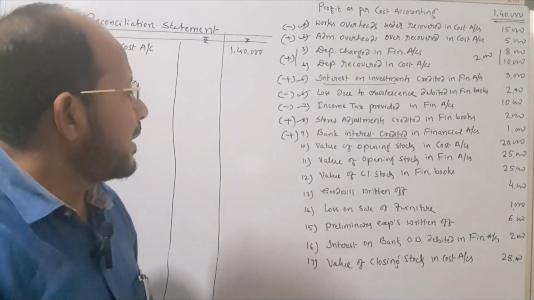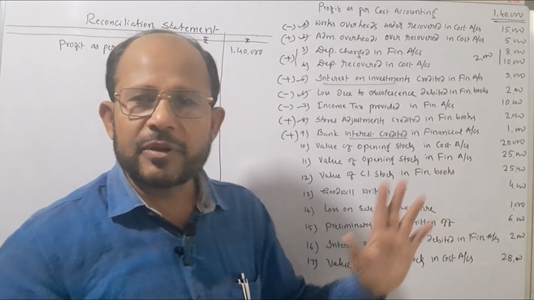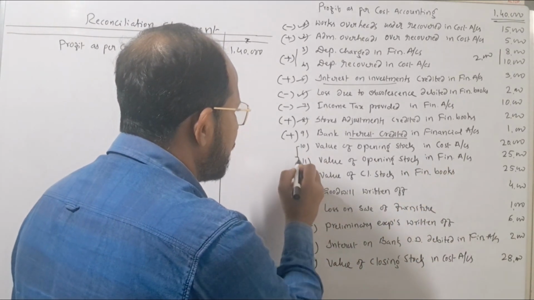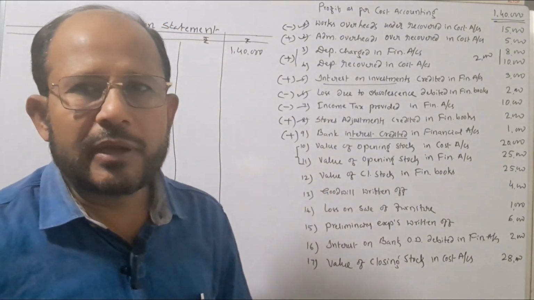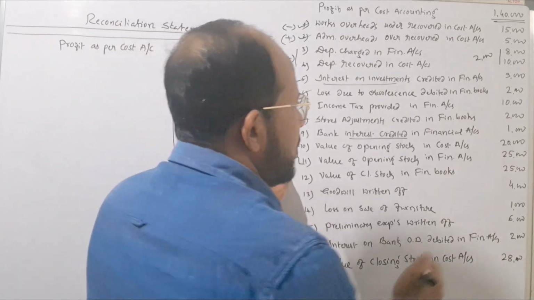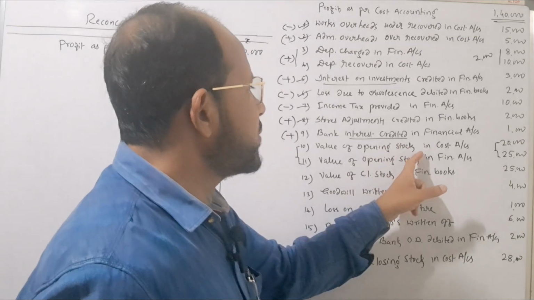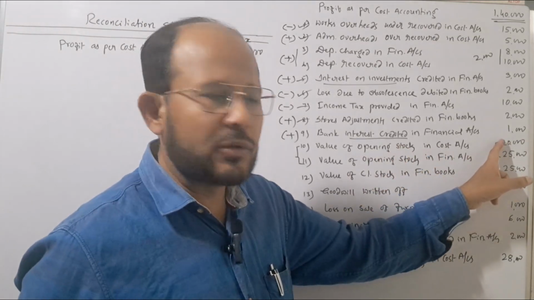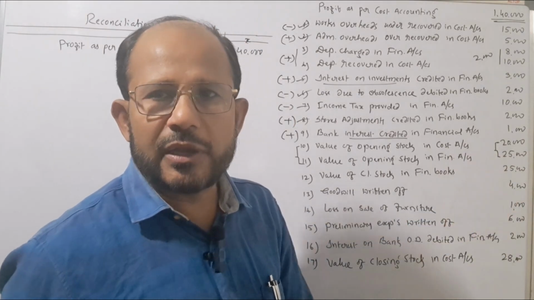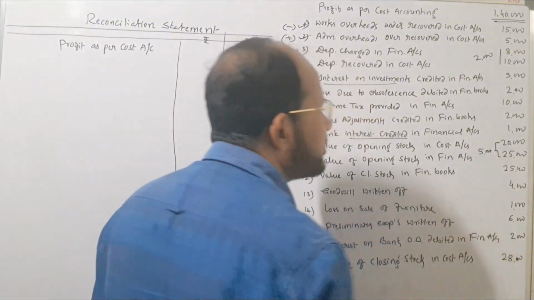Next one is value of opening stock as per cost accounts and value of opening stock as per financial records is given. In this case, what we have to do, only the difference is to be taken. ಇಲ್ಲಿ ಏನು ಮಾಡಬೇಕಾಗ್ತದೆ, ನಾವು ಕೇವಲ ಡಿಫರೆನ್ಸ್ ಅನ್ನ ತೆಗೆದುಕೊಳ್ಳಬೇಕಾಗ್ತದೆ. Okay, what is the difference here? Just you see, value of opening stock in cost accounts is rupees 20,000 and value of opening stock in financial accounts is rupees 25,000. Here the difference is rupees 5,000.